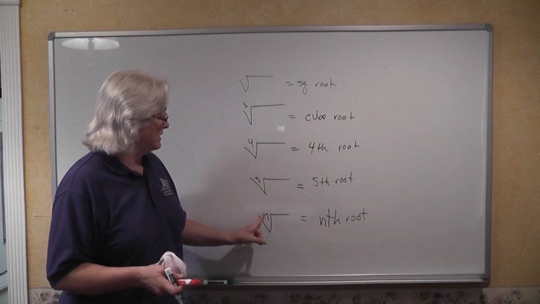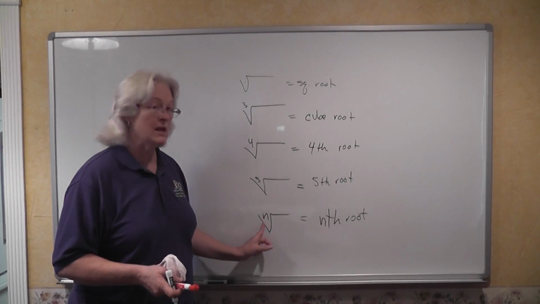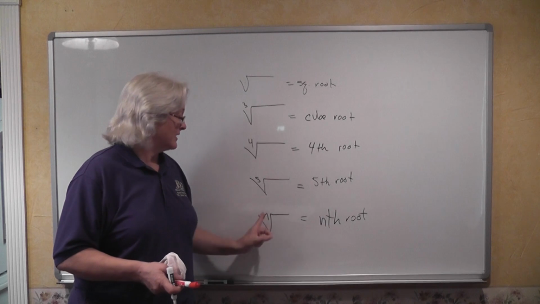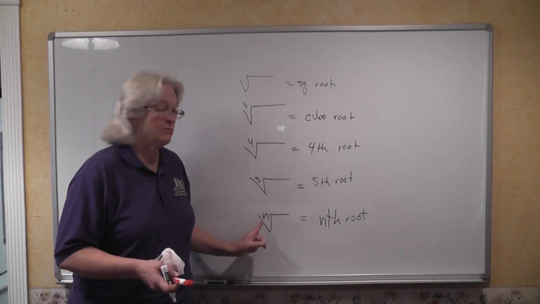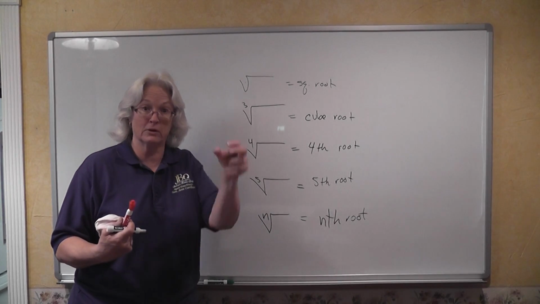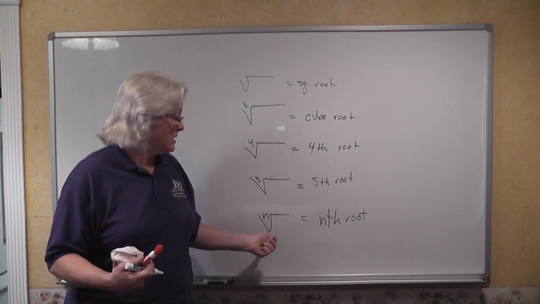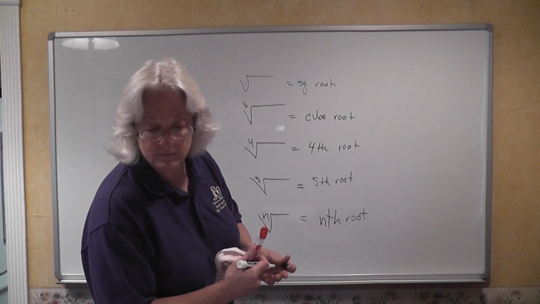But all this is saying is whatever this number is here, that's what root it is. If this is a 10, it's the 10th root. If this is a 7, it's the 7th root. If it's 100, it's the 100th root. And there's no application that I'm aware of where you're looking for a 100th root. But that would still be what it is called.